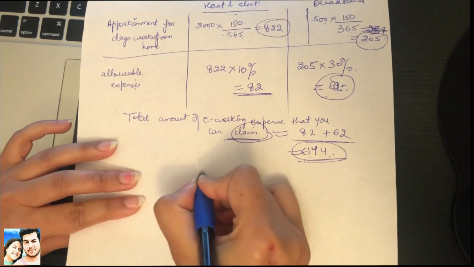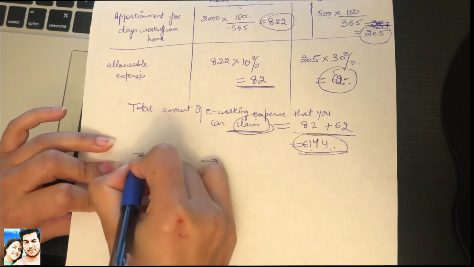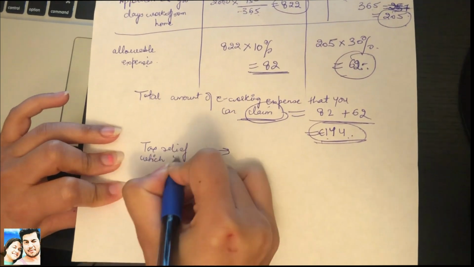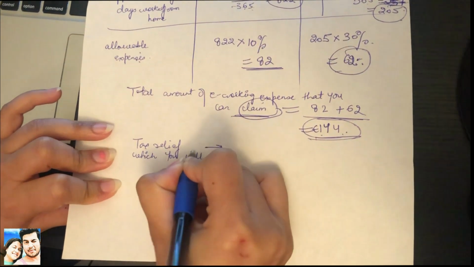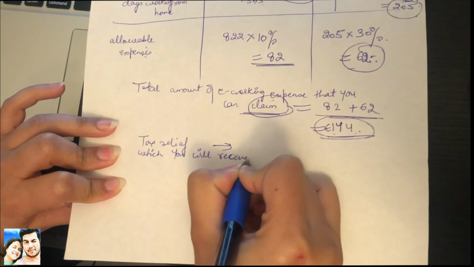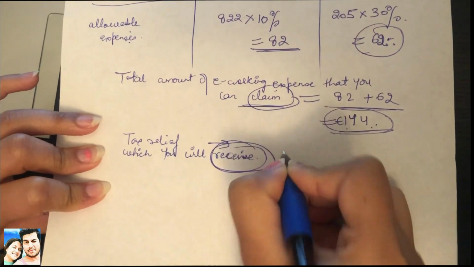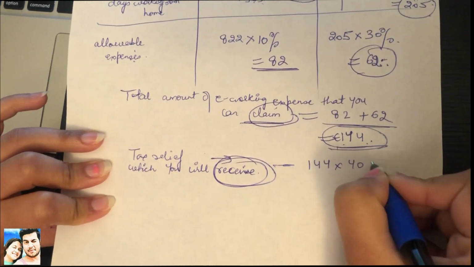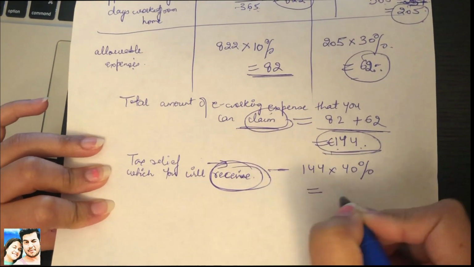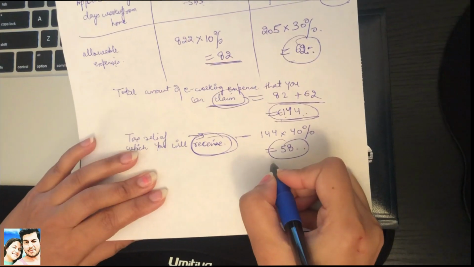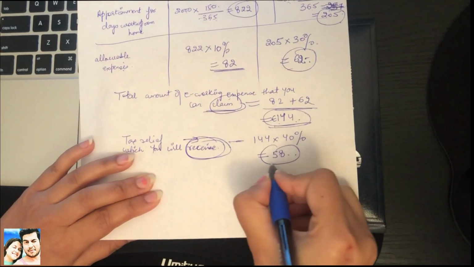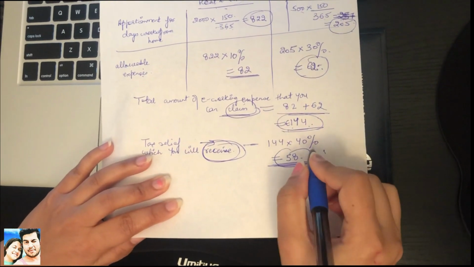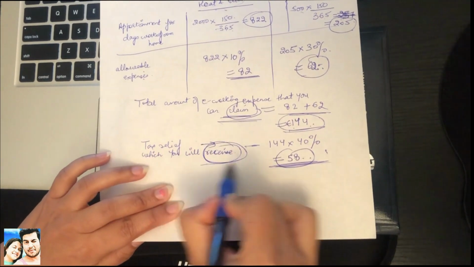So the tax relief which you will receive would be 144 into 40%, which will be 58. So that's how you can actually calculate what you can claim and what you will actually receive.